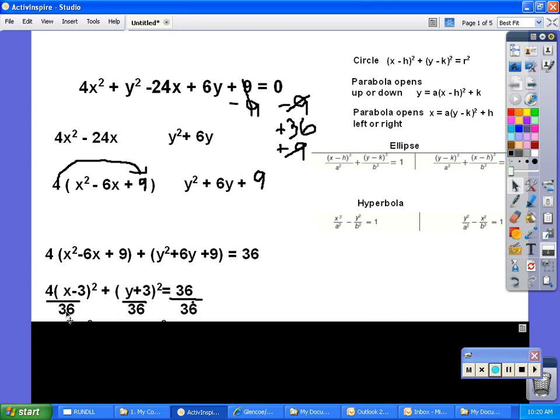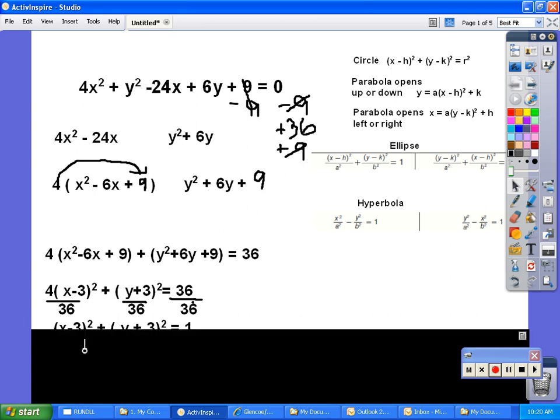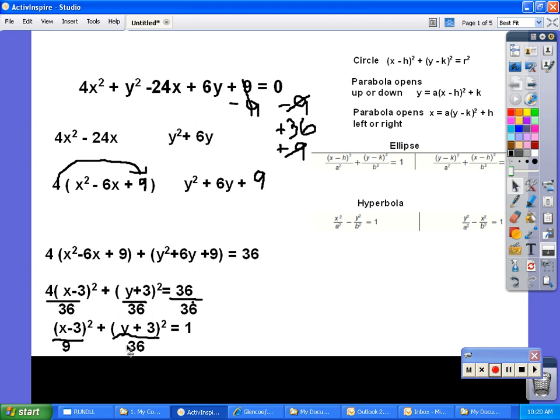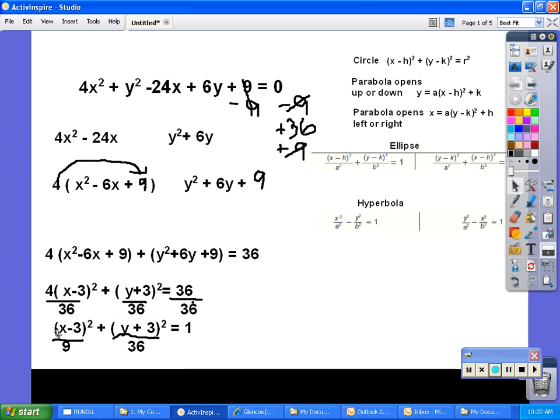4 over 36 reduces to 1 over 9. So that leaves me with a 9 in my denominator. There is no lead coefficient that I can reduce my denominator of 36 in the next, so that's going to stay as 36. And 36 divided by 36 is 1. So this is my final form, and when I look at the different types of conic equations, it best matches an ellipse because I have my x plus my y, where a parabola has x minus y. So this particular one is an ellipse. So that's one way to complete the square.